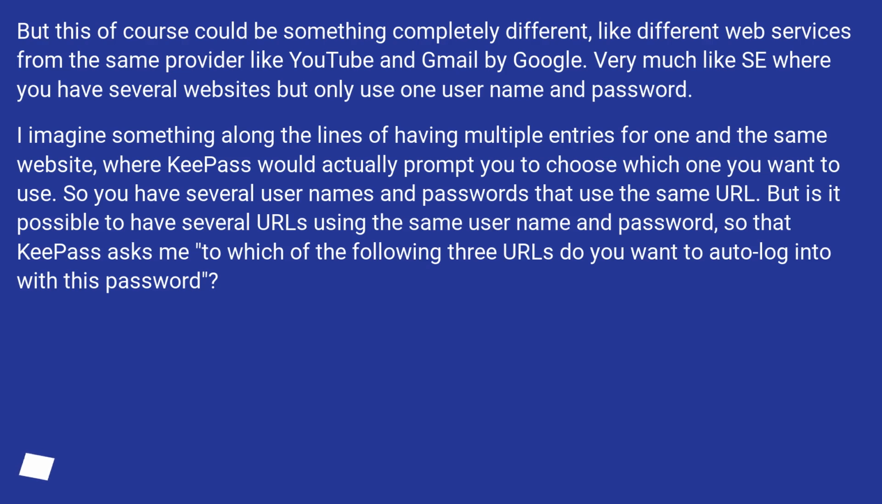I imagine something along the lines of having multiple entries for one and the same website, where KeePass would actually prompt you to choose which one you want to use. So you have several usernames and passwords that use the same URL. But is it possible to have several URLs using the same username and password, so that KeePass asks me which of the following 3 URLs do you want to auto-log into with this password?